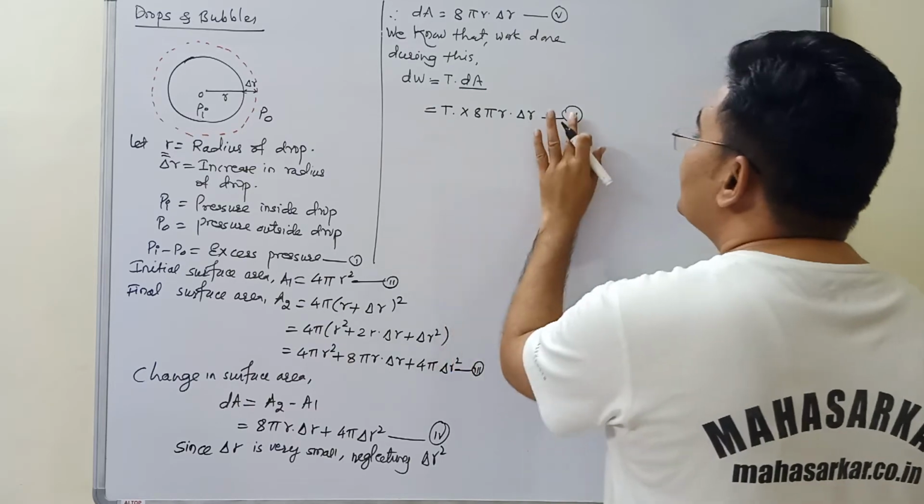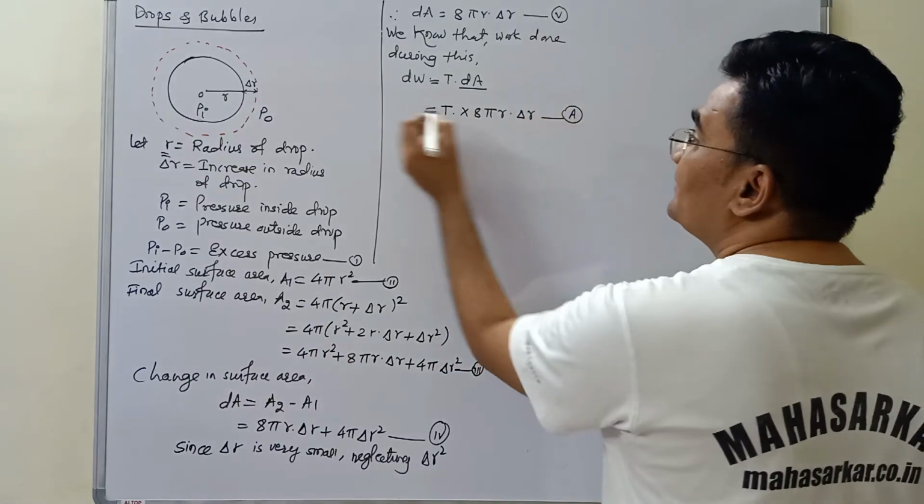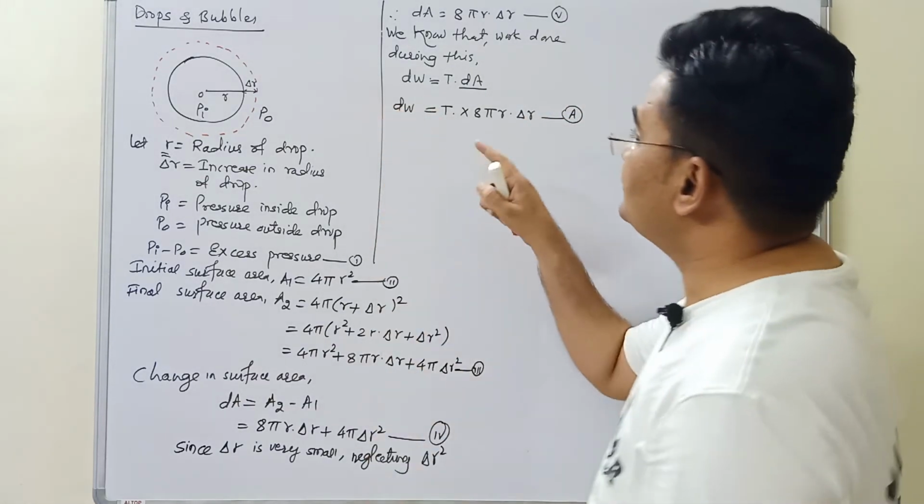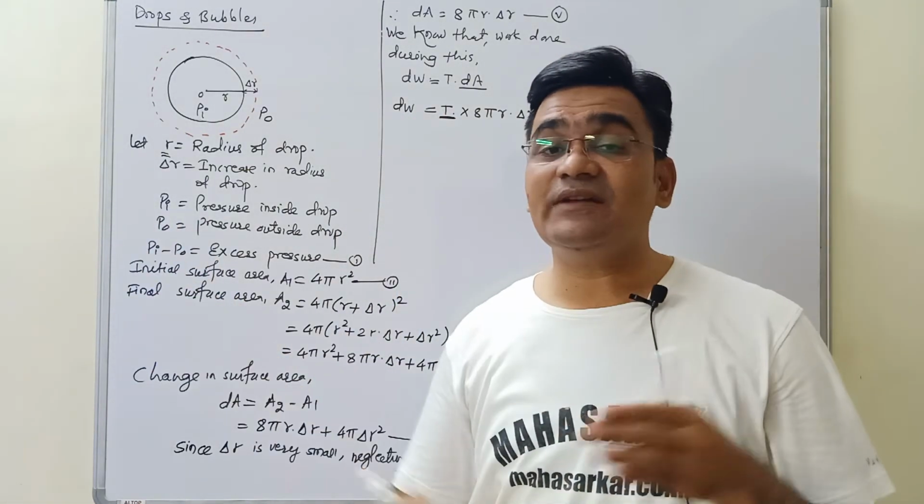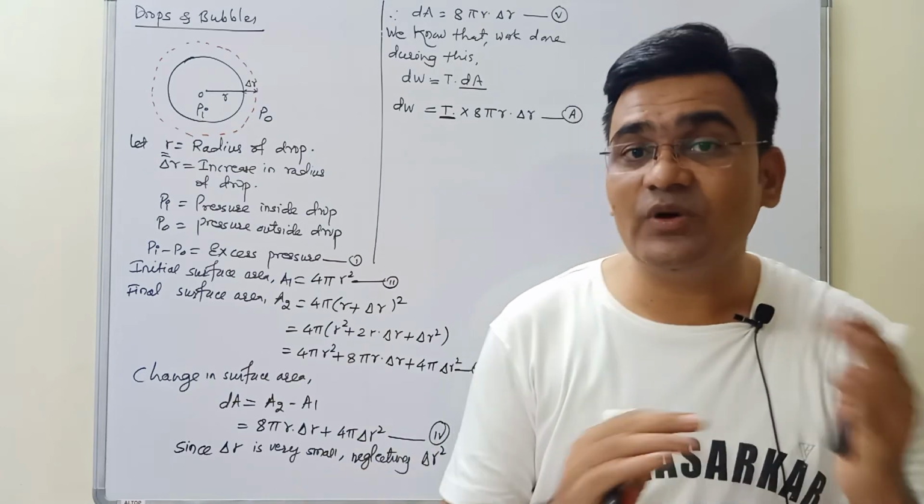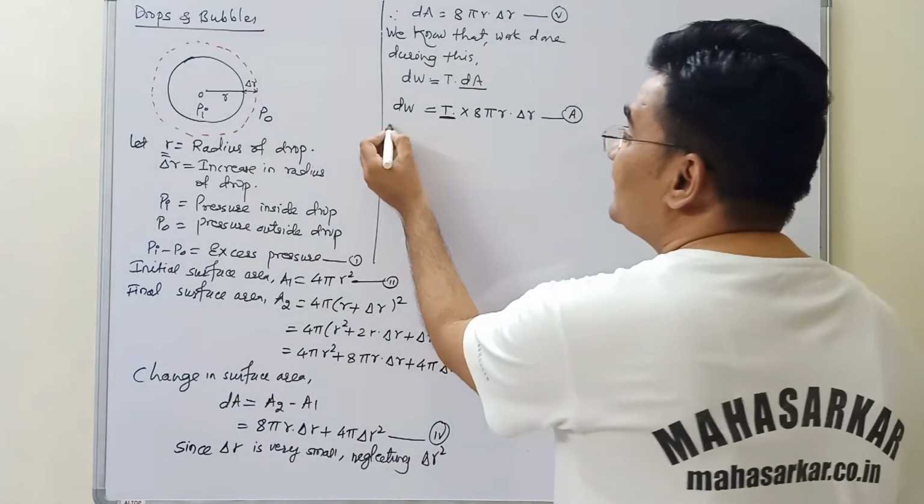Say this is equation, instead of 6 I will call this capital A equation. So now this was in terms of surface tension. But now mechanically we have increased the area, so we have to consider mechanical work done also. We know what mechanical work done is.